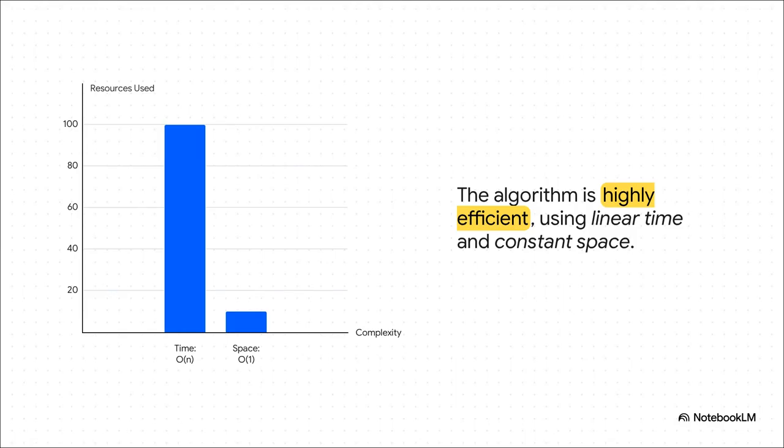So why is this algorithm so fantastic? It's all about performance. The time it takes is what we call linear, or O of n, which is just a fancy way of saying we only have to look through the array once. But the real showstopper is the space usage. It's constant, or O of 1. This means it doesn't matter if the array has 10 numbers or 10 million, we only ever need those two little variables. No extra tally sheet necessary.